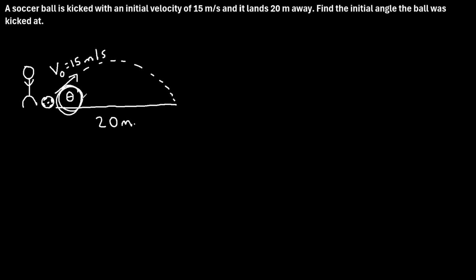So here's how we're going to solve this one. We're going to recognize that the ball is kicked from the ground and it lands on the ground. So it's starting and ending at the exact same vertical position. So when this is the case, we can use the following formula to find the range that the ball will cover. We can say R, the range, is equal to the initial velocity squared times the sine of 2 times the initial angle that it was kicked at, divided by gravity.